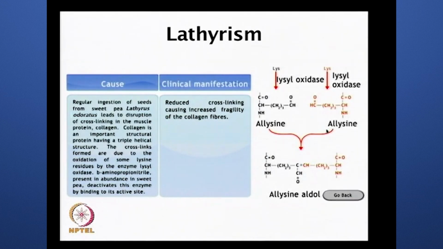Lathyrism. The cause is regular ingestion of seeds from sweet pea, Lathyrus odoratus, which leads to disruption of cross linking in the structural protein collagen. Collagen is an important protein having a triple helical structure. The cross links formed are due to the oxidation of some lysine residues by the enzyme lysyl oxidase. Beta aminopropionitrile, present in abundance in sweet pea, deactivates this enzyme by binding to its active site. The clinical manifestation includes reduced cross linking causing increased fragility of the collagen fibers.